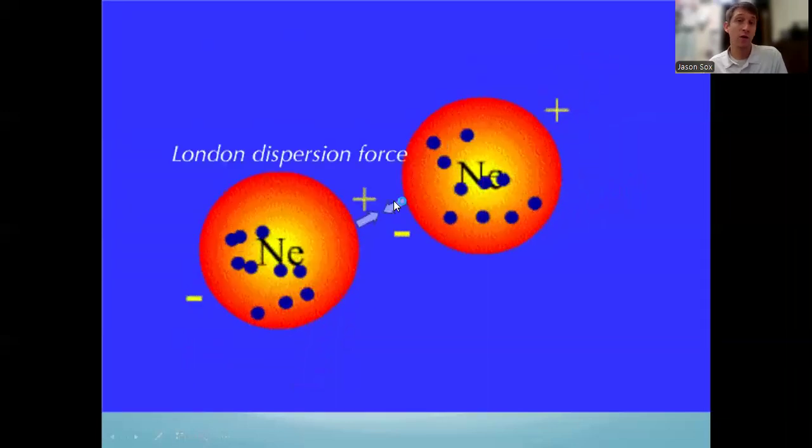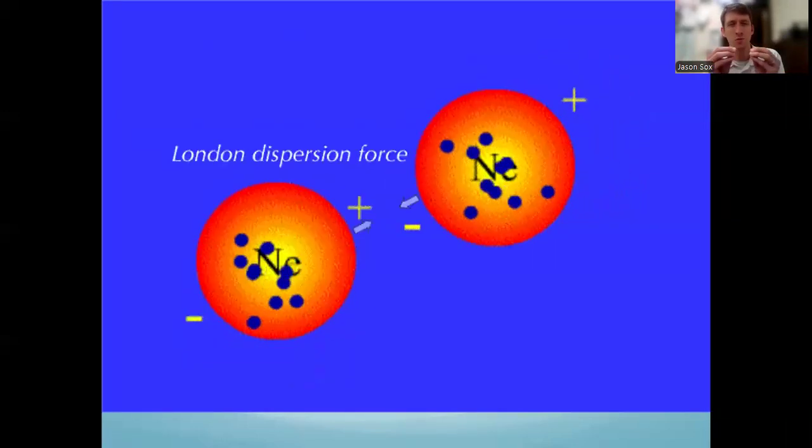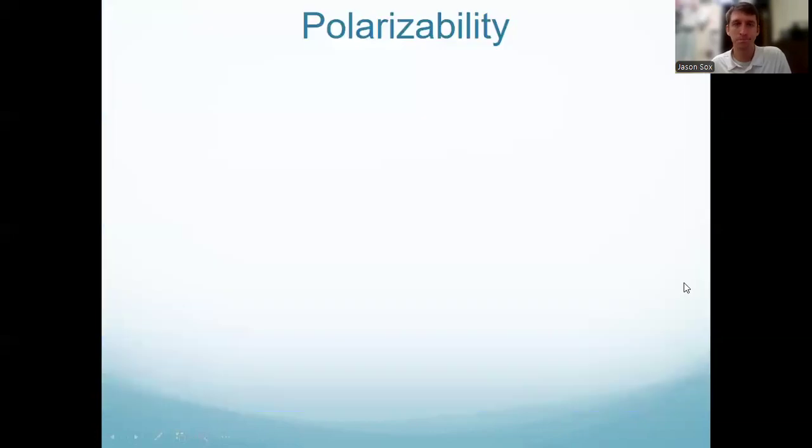The intermolecular force between the molecules results in this weak attraction, and these neons end up being pulled a little closer together than they would normally. Okay, a lot of things going on.